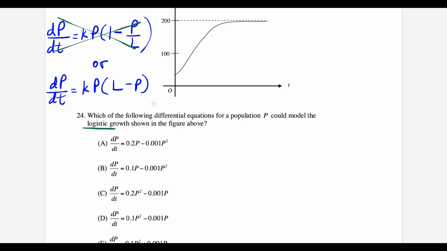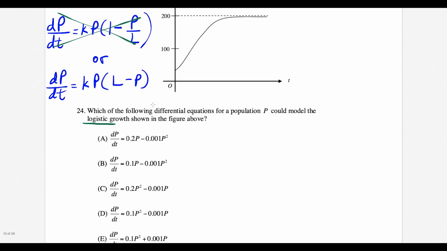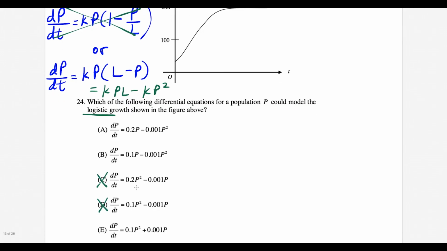And right away, because this is the general form of a logistic differential equation, notice if I distributed this, I would have KPL minus KP squared. So the square should come after the minus sign, which allows us to eliminate choice C because the square is coming first. It allows us to eliminate choice D. And then choice E, there is no subtraction going on, so we could just eliminate choice E right away.